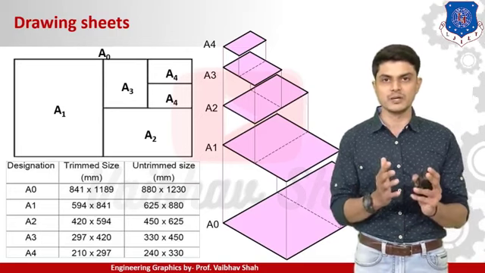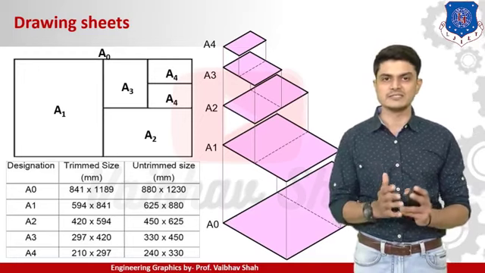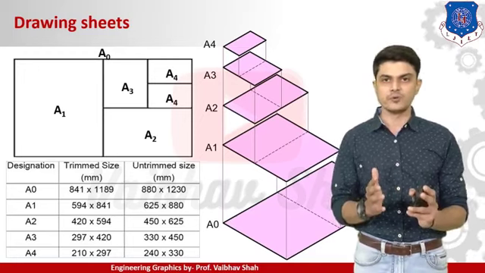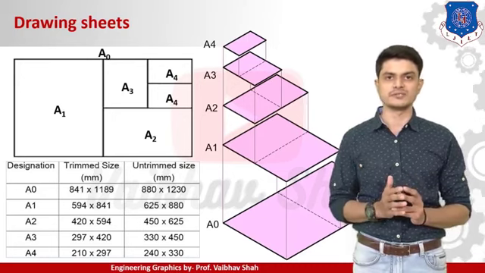Trim size we are talking about. A3, 297 by 420 is the dimension of A3, and finally A4, 210 by 297. So these are the various dimensions of your drawing sheet, right?